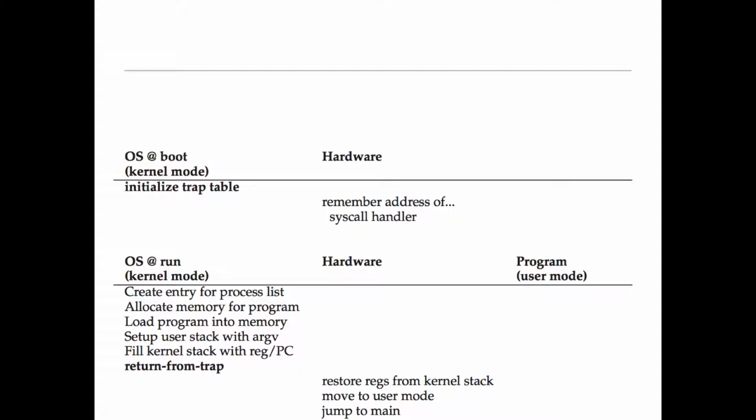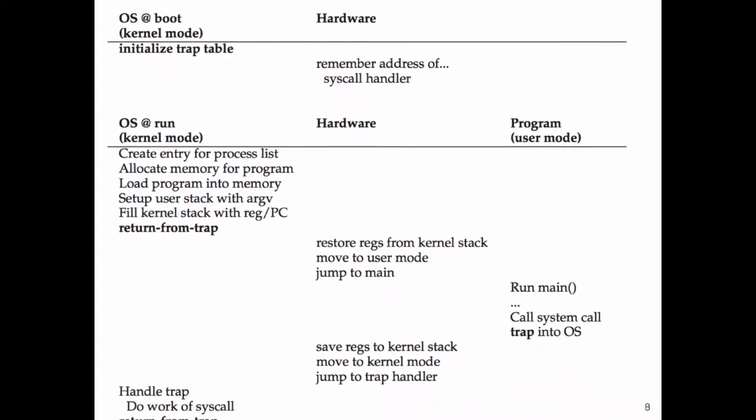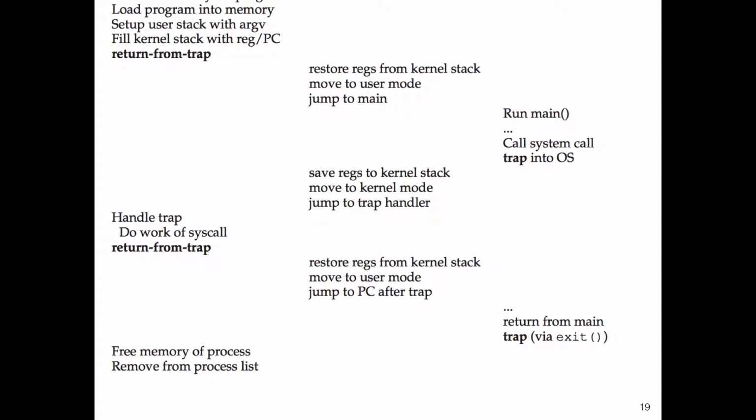So we fill the kernel stack so that you can then start executing the program. Restore the registers from the kernel stack, move to the user mode. At this point of time, all the processes get created in the kernel mode. They don't get created in the user mode. We restore the registers from the kernel stack, move to the user mode, jump to main, and now it's fairly similar to the flow which we've seen in the past. We run main, but let's say we execute a system call. Let's say it is open or fork or exec. That will create a trap into the OS.